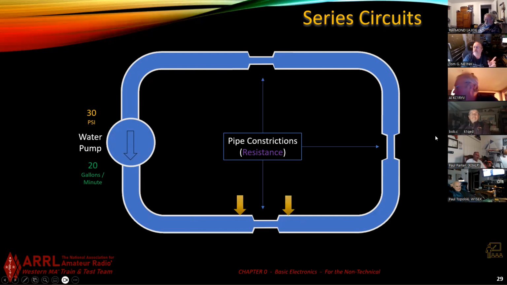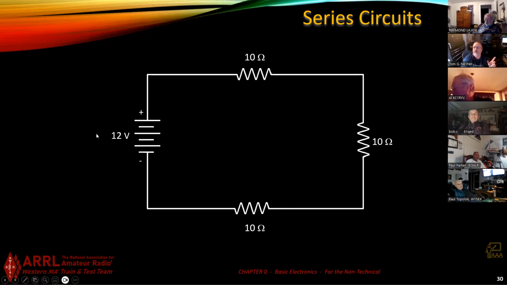So let's go back to our circuit now and look at the electric circuit. So here's my circuit again. Think of this battery just like the water pump. These are the constrictions in the pipe. I made them all equal value.